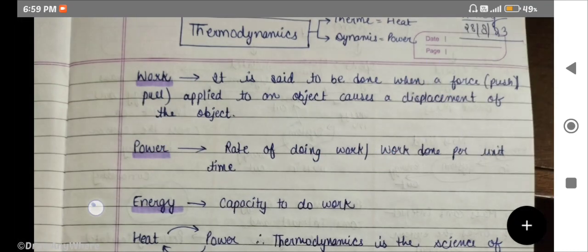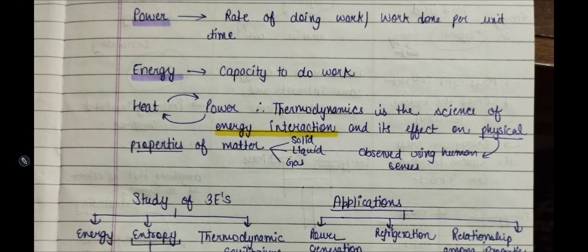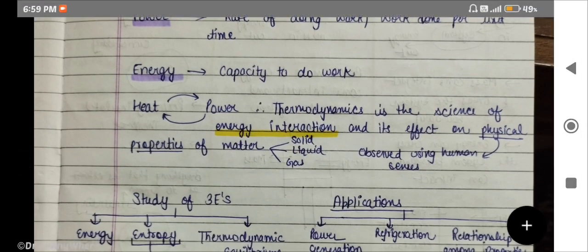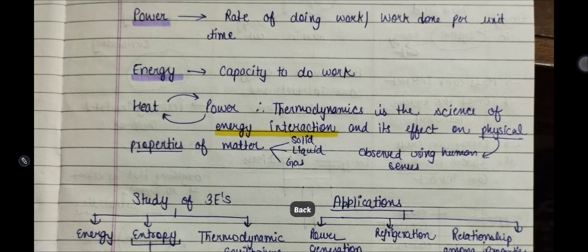Next is energy. The capacity to do work is energy. Now, basically, what is thermodynamics? The conversion of heat into power and power into heat is known as thermodynamics. In a simple way we can say thermodynamics is the science of energy interaction and its effect on physical properties of matter. Now what are the physical properties of matter? Solid, liquid, gas, and these physical properties can be observed using human senses, right?